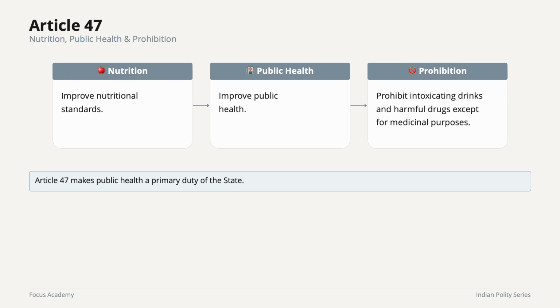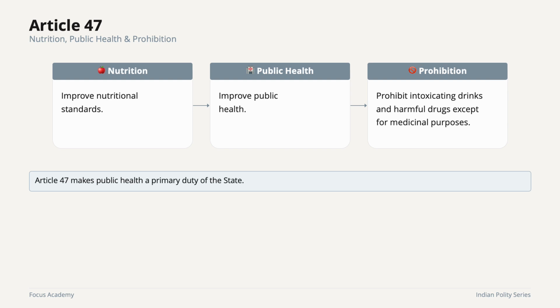And Article 47, again, it directs the state, it directs the government to ensure nutrition, proper public health, and prohibition of drugs and intoxicating drinks, except for medicinal purposes. Okay, which means actually, according to these principles, alcohol shouldn't be allowed. Okay, it's one of the Gandhian principles. Gandhi was vehemently against alcohol and drugs. So this is also categorized as a Gandhian principle. To improve public health, to improve nutritional standards.